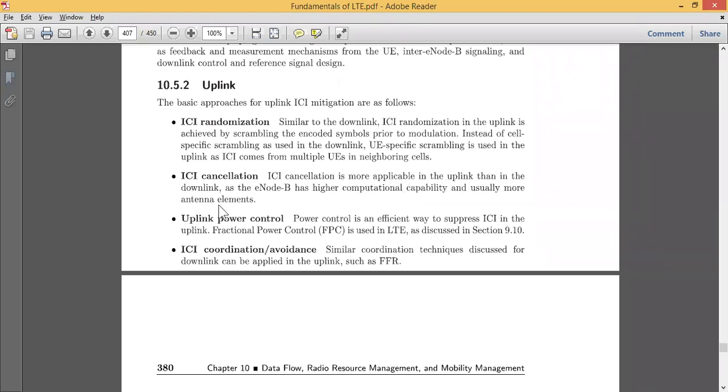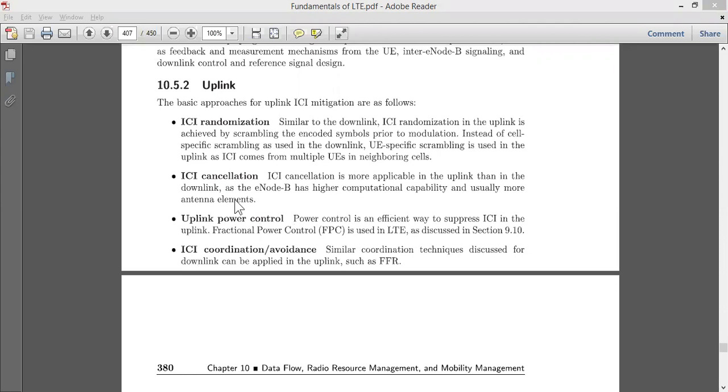than the downlink. And how this can be done, as you can see, higher computational capability and usually more antenna elements are used. So here the concept of multiple antennas or the array of antennas comes. If you have more than one antenna, then you may go for achieving high cancellation during the uplink only. Okay, so this is one scenario.